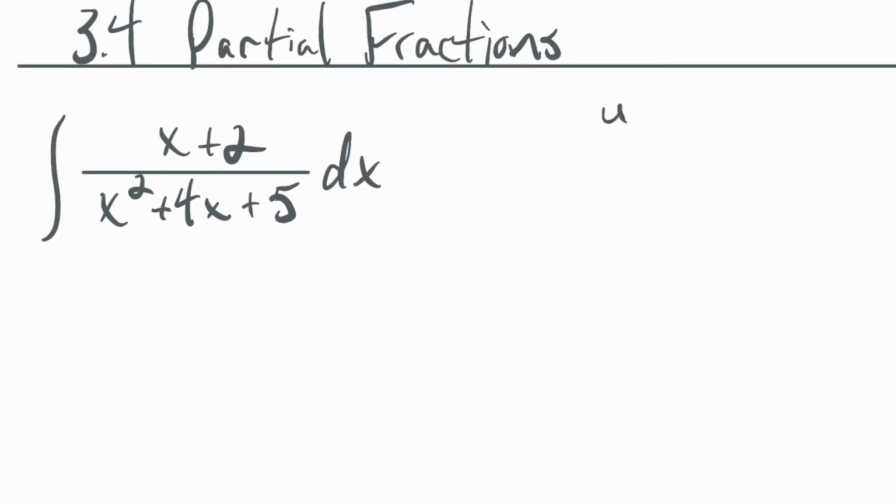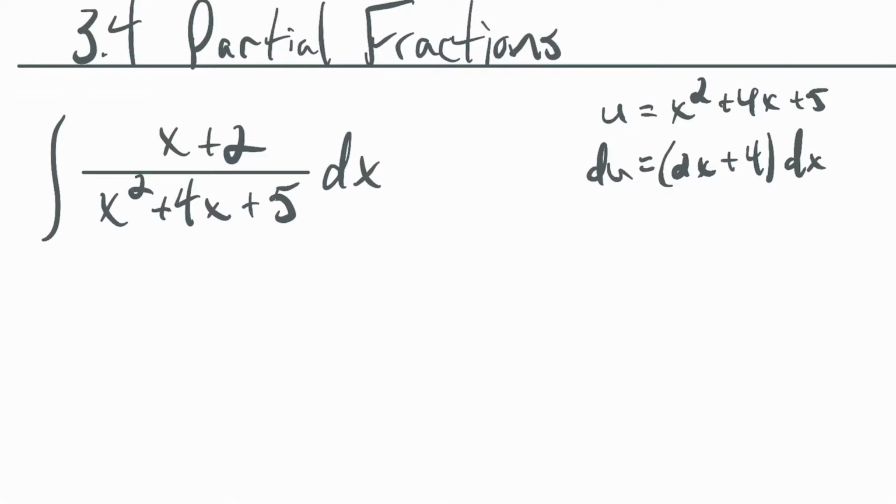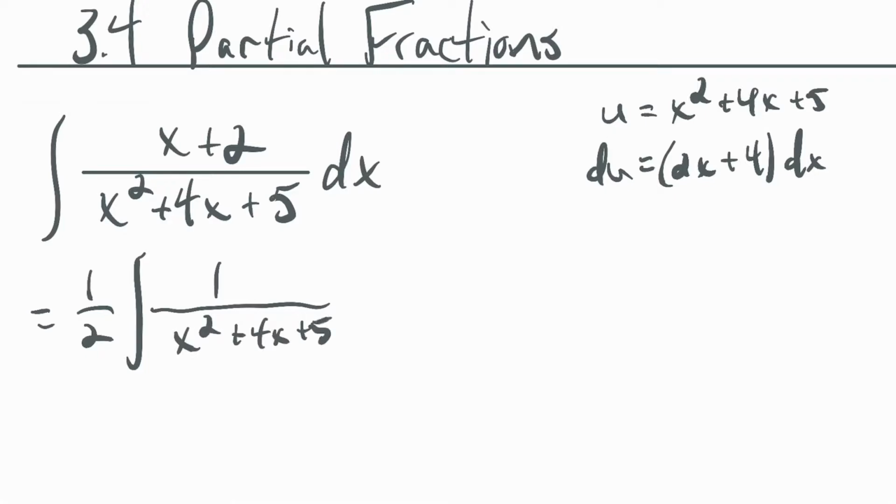We can say, oh, well, u equals x squared plus 4x plus 5. So du equals (2x plus 4) dx, right? So if I borrow a 2, basically put a 1/2 out front, and then pair the 2 and the x plus 2 with the dx, I can get this: 1 over x squared plus 4x plus 5, right, times 2 times (x plus 2) times dx.